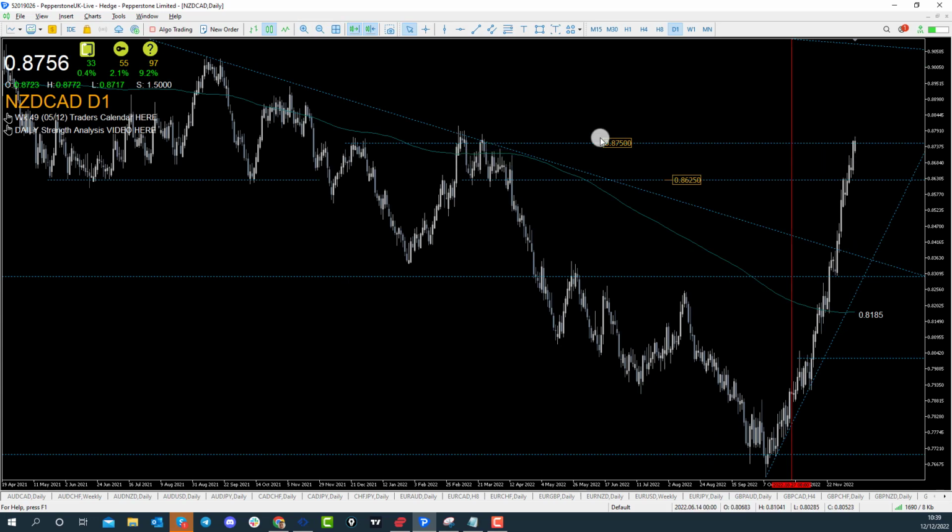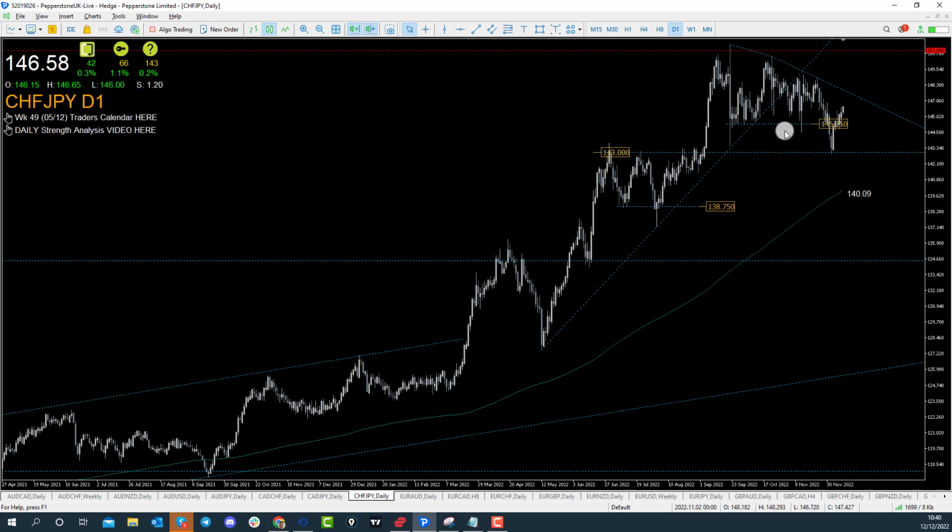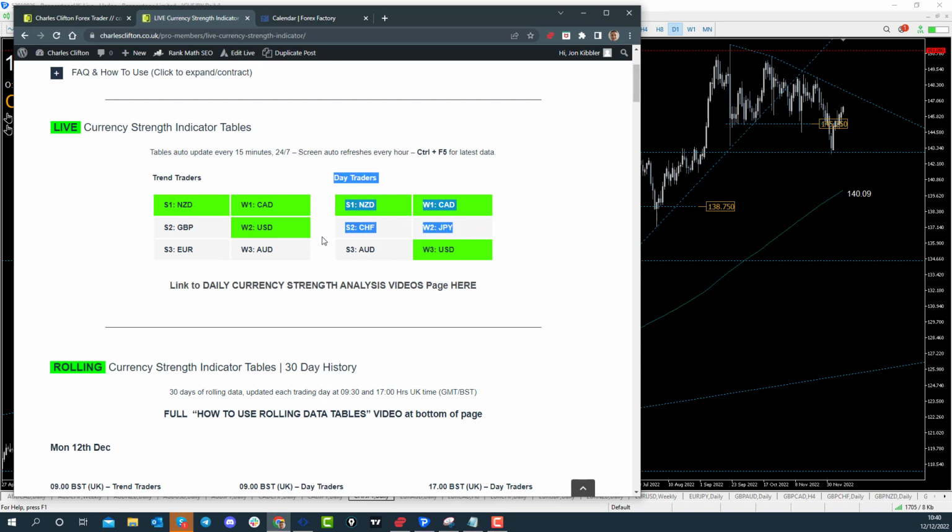So just be aware, although it tops the tables, be aware that price is now at a key resistance level here. So like I said, Swiss yen's the one for me at the moment. I think we've got nice room to the upside. It's appearing on our tables as well for potential opportunities, so keep an eye on that one.